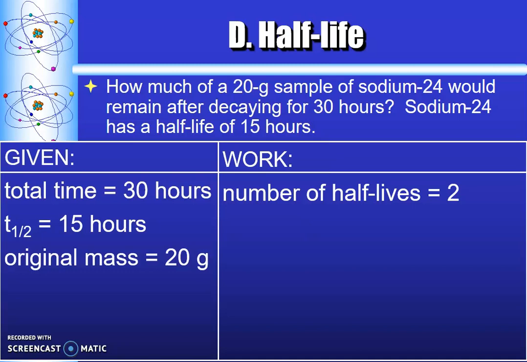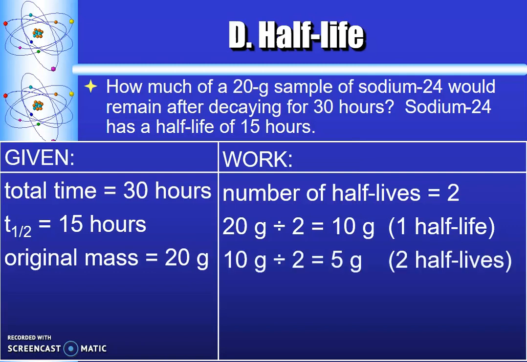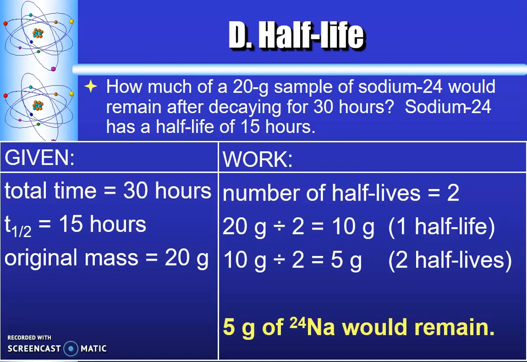Okay? Then we start with our 20-gram sample. That was our original mass. So we do 20 divided by 2 because one half-life means that half of it decays, so we just have to divide it in half. So 20 divided by 2 means that after one half-life, we will have 10 grams remaining. But we need to go for 2 half-lives, so we got to do it again. So now we do 10 divided by 2. We have 5 grams. We have now done 2 half-lives. So that's as far as we needed to go. So we have 5 grams of sodium-24 that would remain after 30 hours. Okay?